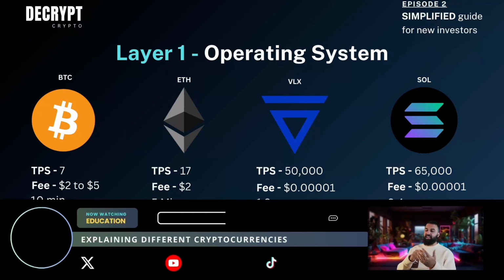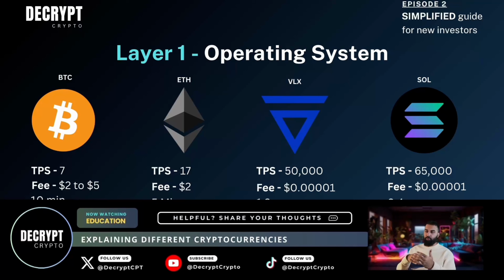So you can see here through the example and the evolution of cryptocurrencies, especially layer 1 projects, you can see that these operating systems are absolutely improving the more advanced cryptocurrencies become. But with that being said, they are still operating layer 1 solutions, which brings us on to layer 2.